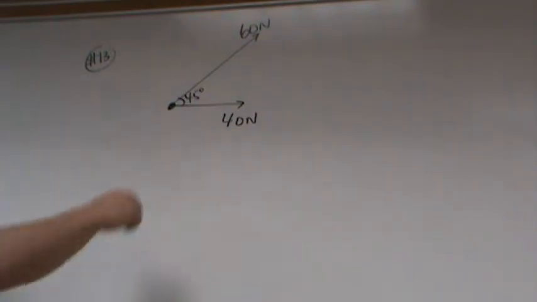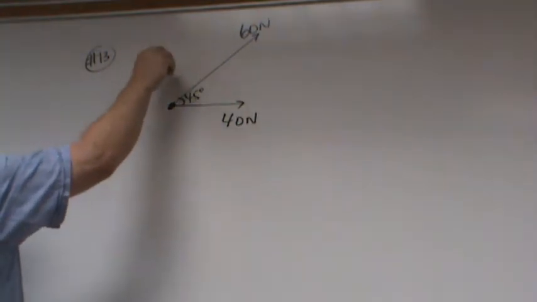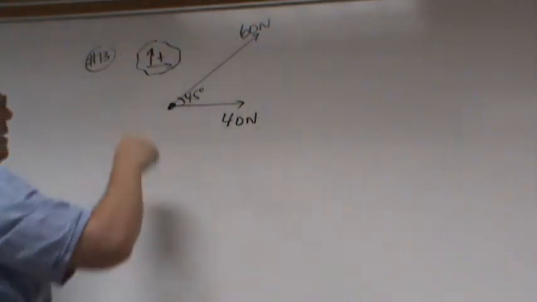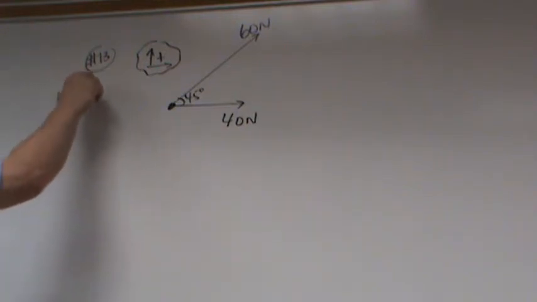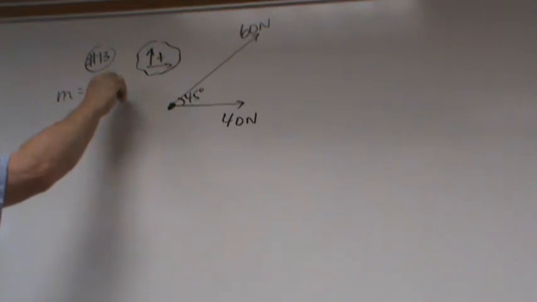Okay. Next, I'm going to define which way is positive. As our custom, up is going to be positive and right is going to be positive. There are going to be times when that's not true, but that's true this time. By the way, they tell me this is a 3-kilogram object. So you should know that this is a 3-kilogram object.